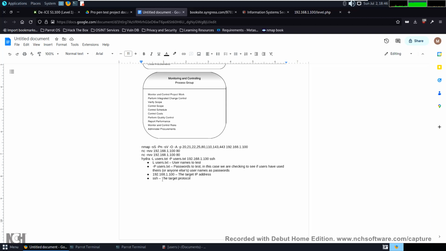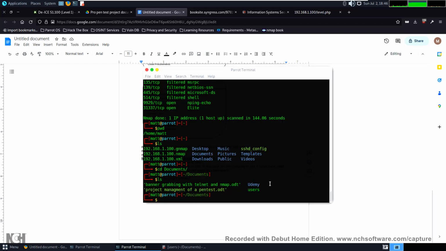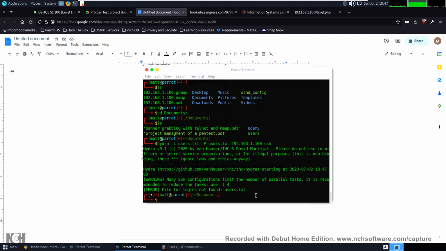So that's what this is going to do. We need to run it from the same area that the users folder is. I hope it works. Let's do this. Okay, hit enter. Uh-oh. I broke it. What did I do? Warning: many SSH configurations limit the number of parallel tasks. It's recommended to reduce the tasks to 4.